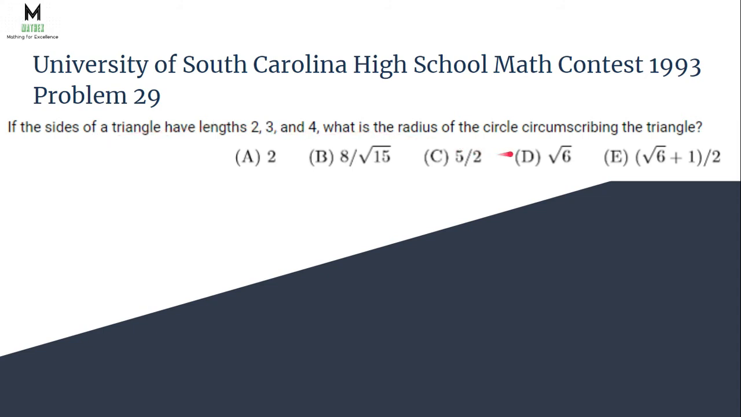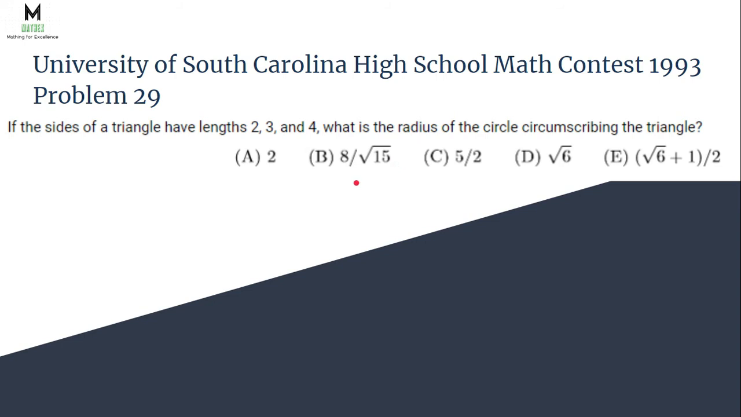And this question isn't very long. It's simply: if the sides of a triangle have lengths 2, 3, and 4, what is the radius of the circle circumscribing the triangle? So the question gives us sides, and it wants us to find the circumradius, basically the radius of the circle circumscribing the triangle.